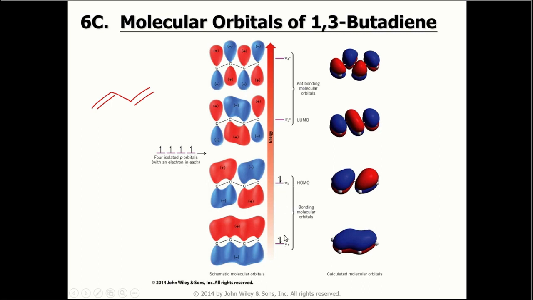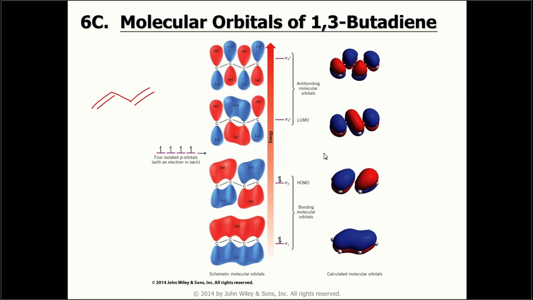Notice that our first two orbitals, our bonding molecular orbitals, are both occupied with electrons. If we look at this orbital, it's the highest energy orbital that is occupied by electrons. The highest occupied molecular orbital, or the HOMO. If we go up to the next orbital, this is the lowest unoccupied molecular orbital, or the LUMO. Lowest unoccupied molecular orbital.